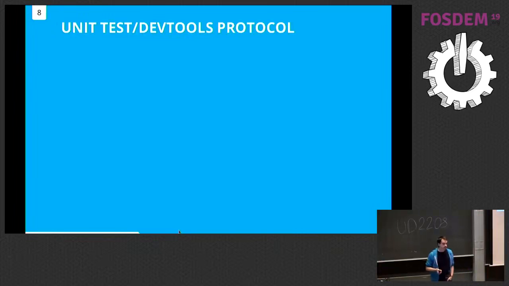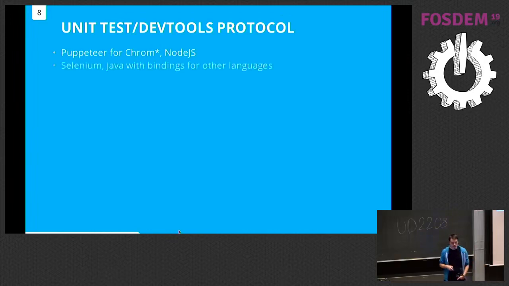Instead, unit test systems and the DevTools protocol are very, very powerful, because today we have two features for Chrome, the most used right now, that is Node.js. We have Selenium, which is the most famous. The problem can be that it is Java, but with bindings for other languages, so it's not so much a problem.